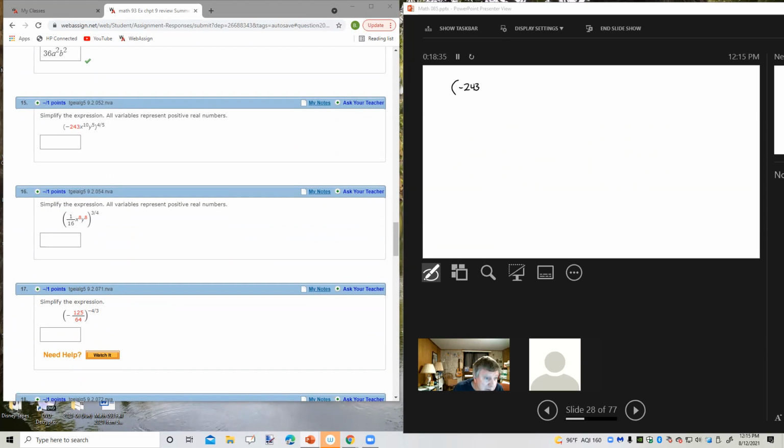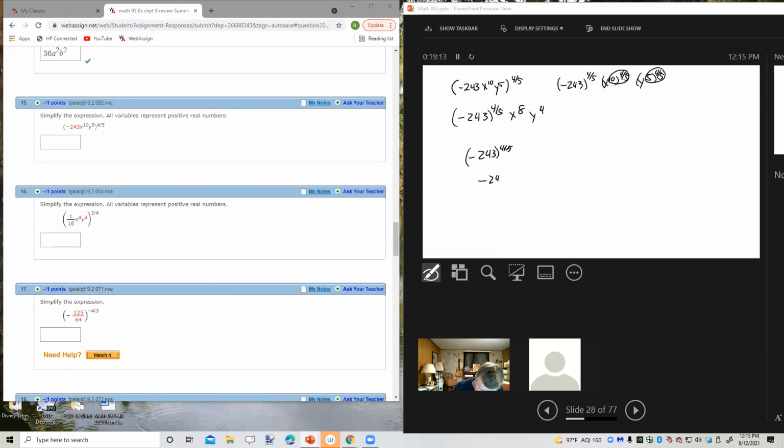Negative 243, x to the 10th, y to the 5th, the whole thing to the 4/5. So that's negative 243 to the 4/5 power, x to the 10th to the 4/5 power, y to the 5th to the 4/5 power, which is negative 243 to the 4/5 power, x to the 10 times 4/5 is 40/5 or 8, y to the 5 times 4/5 is 20/5 or 4, okay?